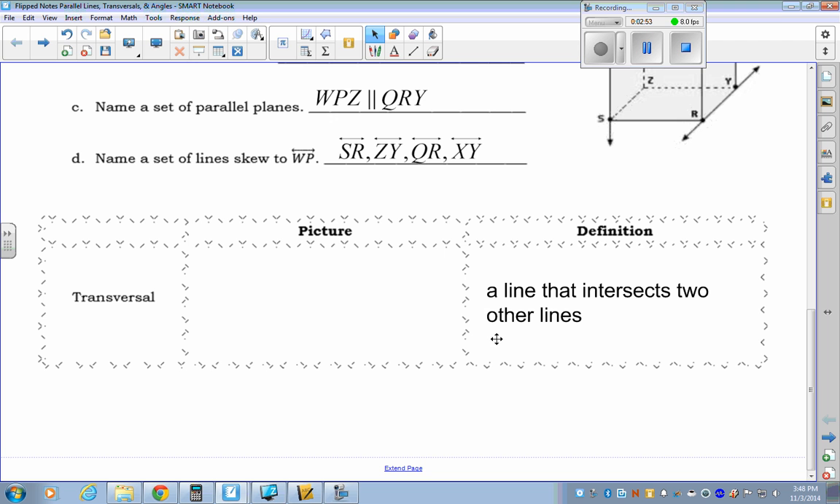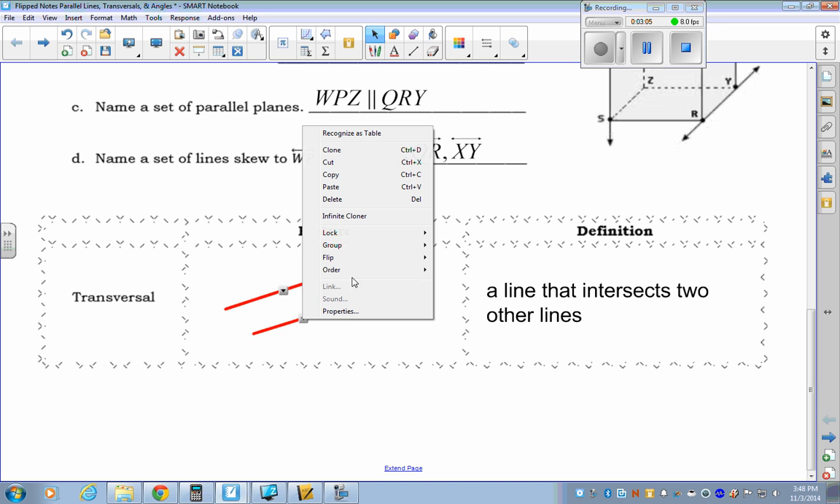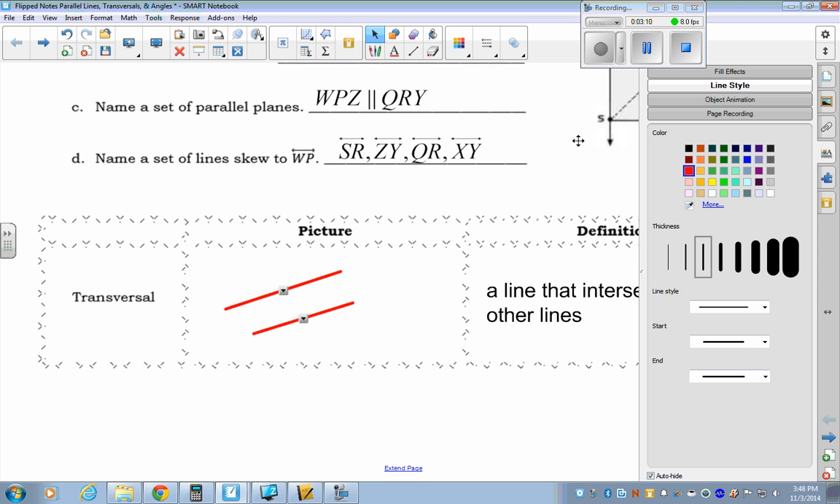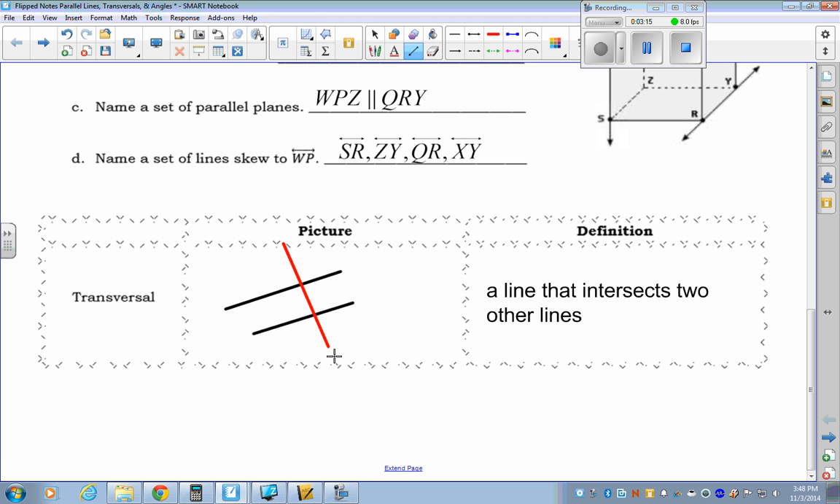Okay, so a transversal is simply a line that intersects two other lines, and I had a picture here. Somehow it disappeared. So any two lines that are both intersected by the same line would be considered a transversal. Okay, so highlight your transversal, maybe do it in another color or with a highlighter or something like that after the fact. But please make sure that you keep in mind that the transversal is the one that's intersecting the other two.